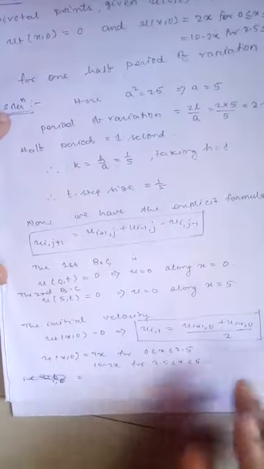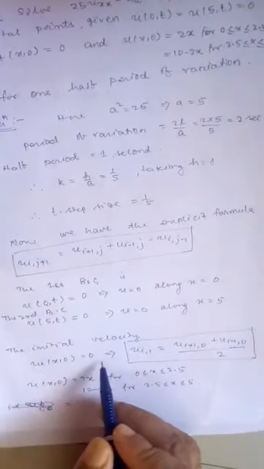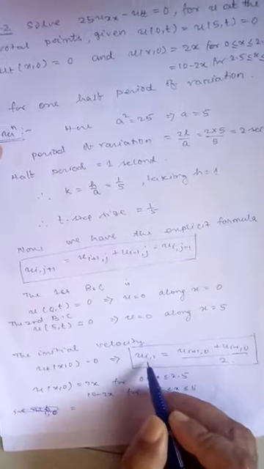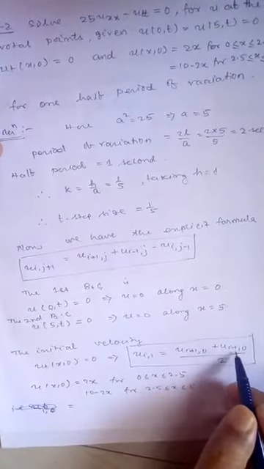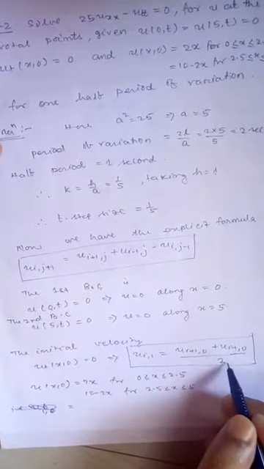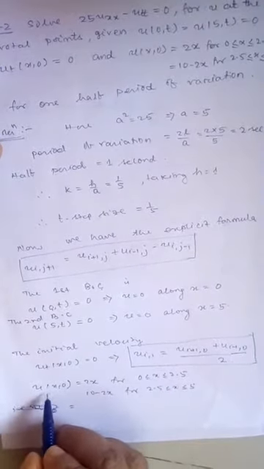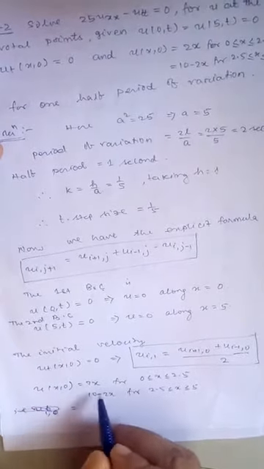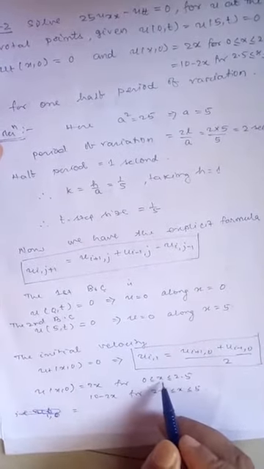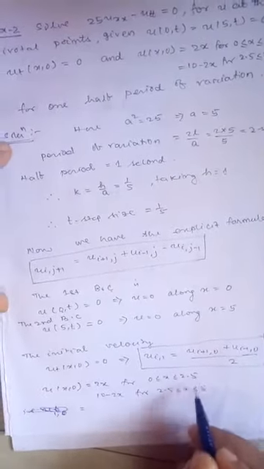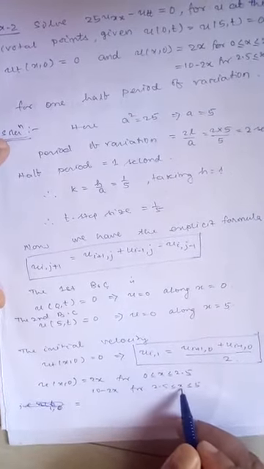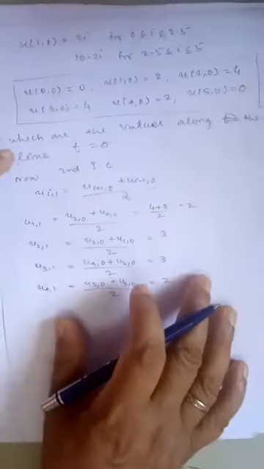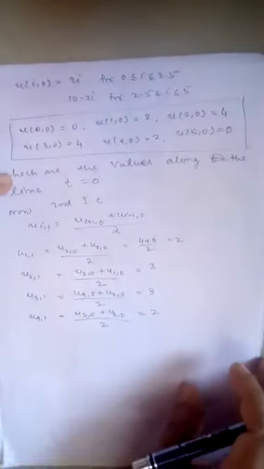Similarly the initial velocity u_t(x,0) = 0 implies we have u_{i,1} = (u_{i+1,0} + u_{i-1,0})/2, and the second initial condition is u(x,0) = 2x for 0 ≤ x ≤ 2.5 and 10 - 2x for 2.5 ≤ x ≤ 5. Now let us find the initial conditions.